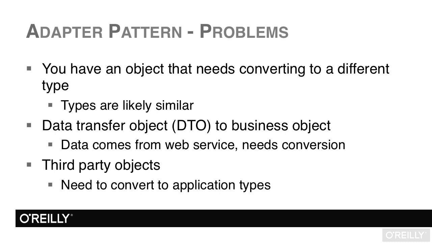One example of this is data transfer objects, or DTOs, to business objects. A data transfer object is often some kind of data that comes from a web service, and it will need conversion into the business objects that the rest of your application uses. Another possibility are third-party objects. Your application may collect data from multiple sources. Perhaps you're collecting a lot of users or a lot of customer names, but all these third-party objects come in different forms, and they need to be converted into a common form so you can aggregate them and use them together.